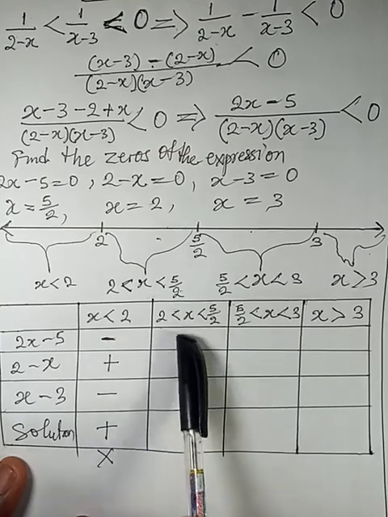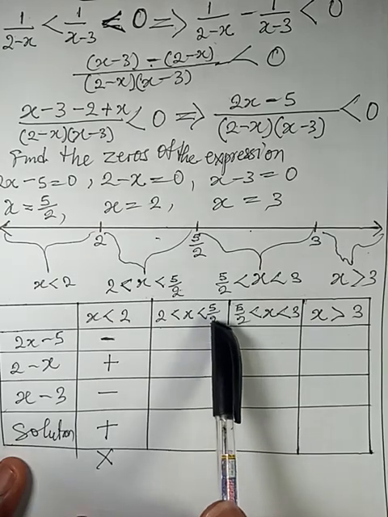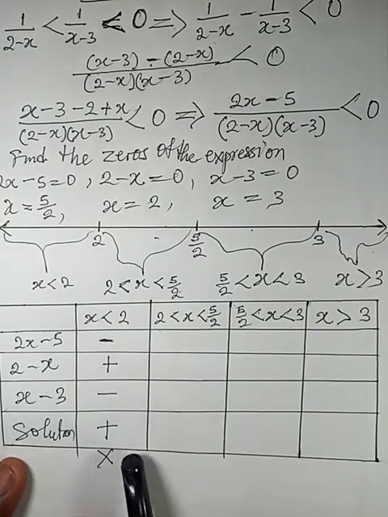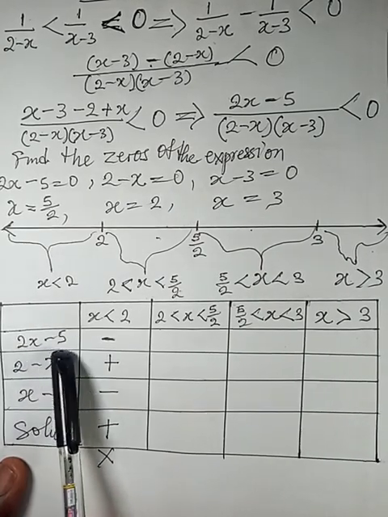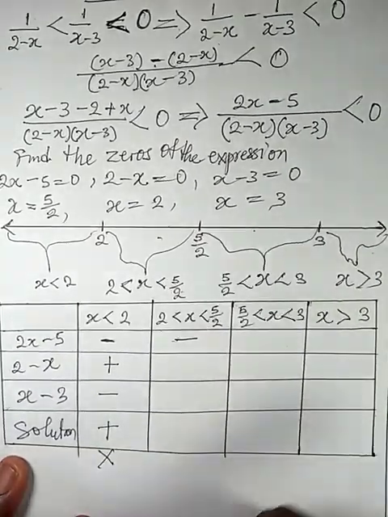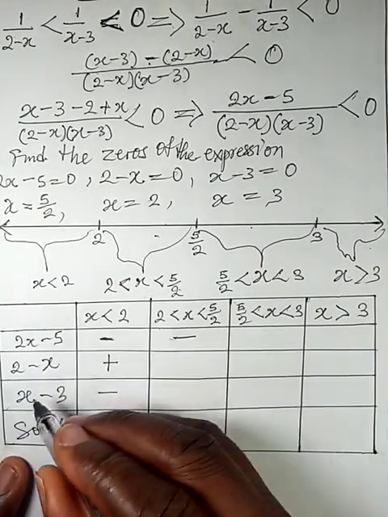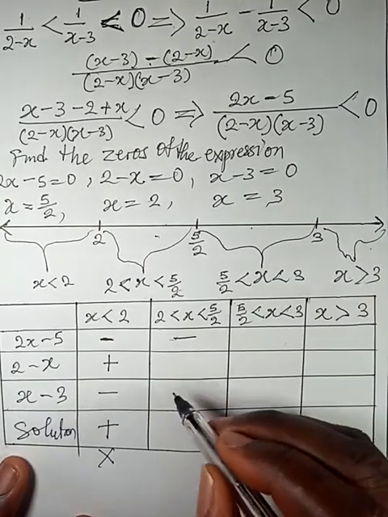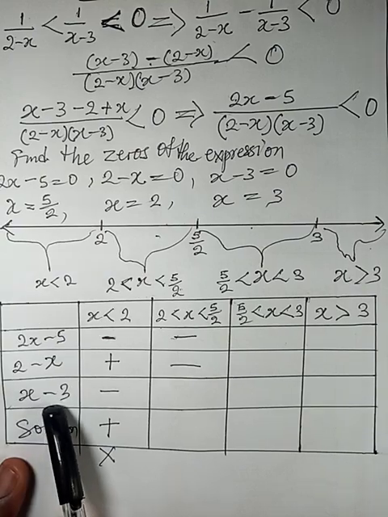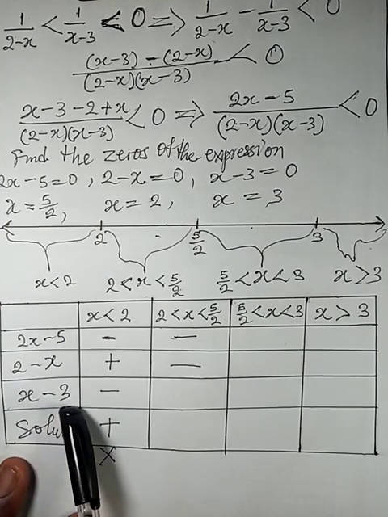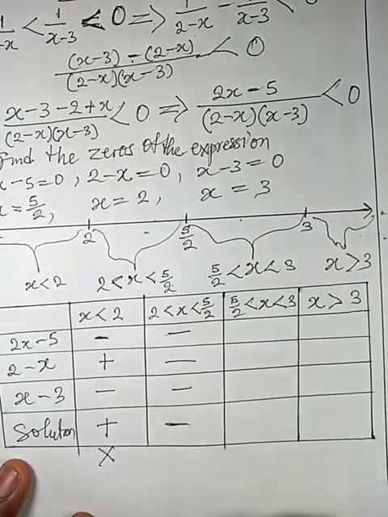What number can we put and then check? An easy number. This is 2, and then this is 2.5. So let's pick 2.2. 2 times 2.2 is 4.4 minus 5. This will give me negative. 2 minus 2.2, that's a negative number. I'm subtracting a larger number from a smaller number, so this would give me negative. What of this? 2.2 minus 3 also gives me negative. When you multiply all through, you have a negative solution.